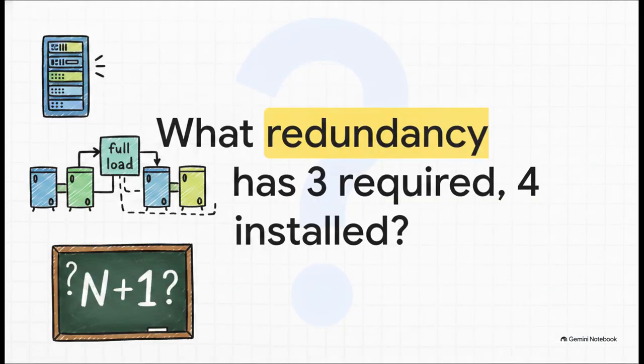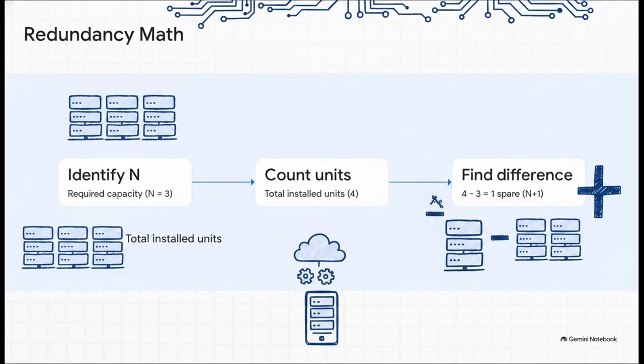Time for a scenario question. Let's say a cooling system needs exactly 3 chillers to meet the full load, but 4 are actually installed. If you need 3 but you buy 4, what redundancy model are you actually building here? Let's break down the step-by-step solution. Step 1, identify your required capacity, which means N equals 3. Step 2, identify the total installed units, which the scenario tells us is 4. Step 3, just calculate the difference. 4 minus 3 equals 1 spare unit. By stepping through that logic, it's pretty clear we're looking at an N+1 model.